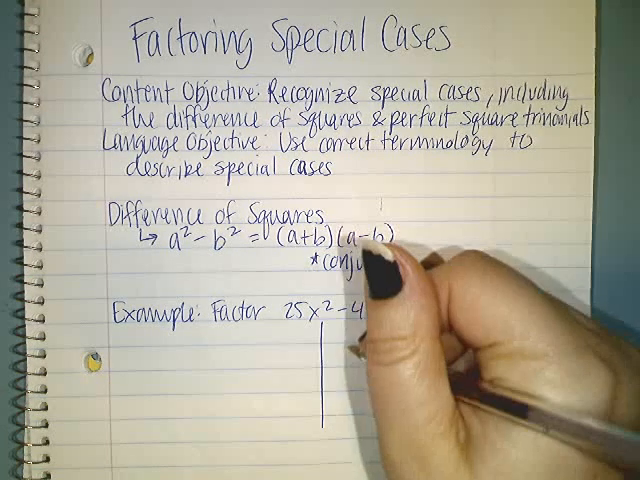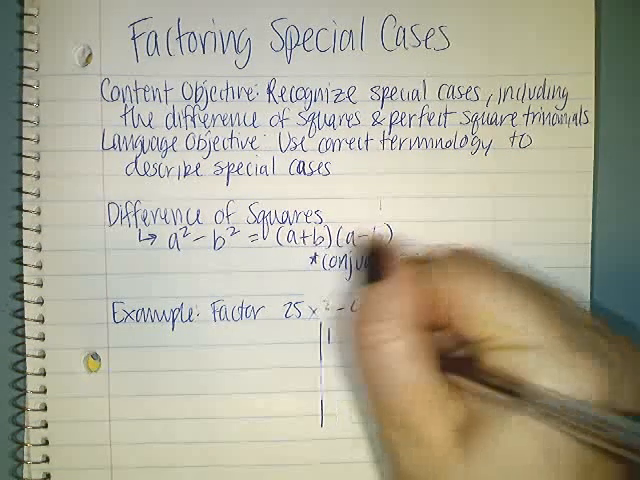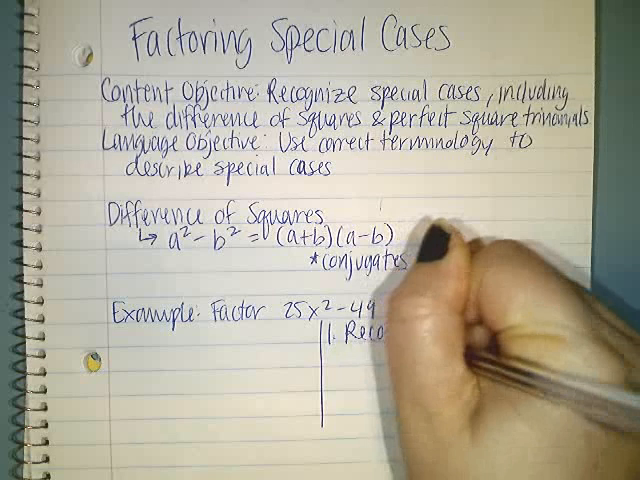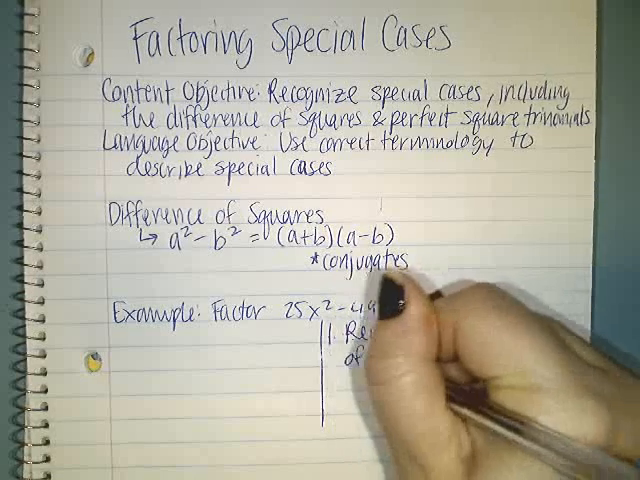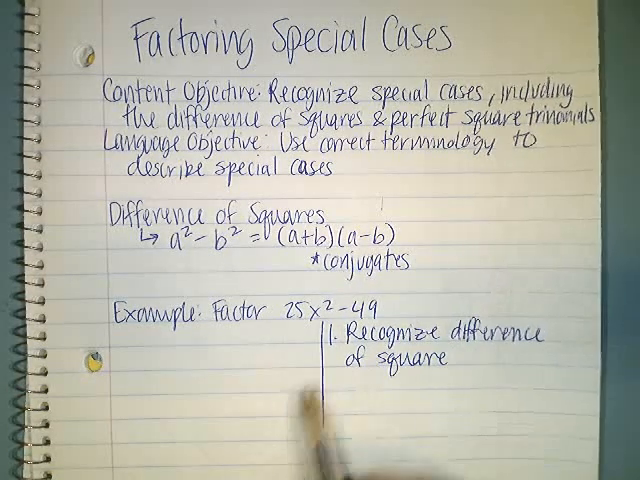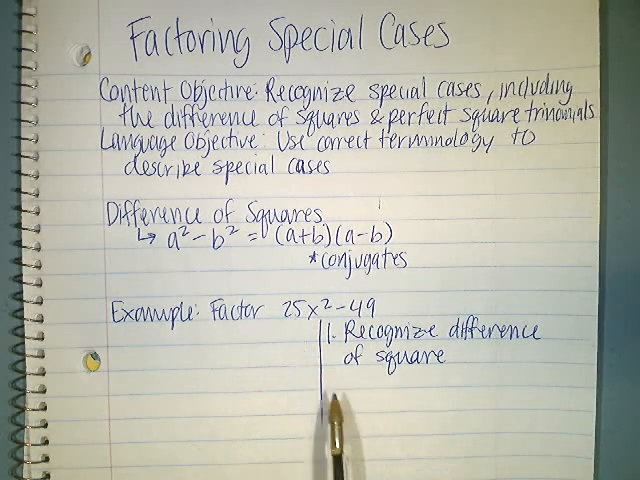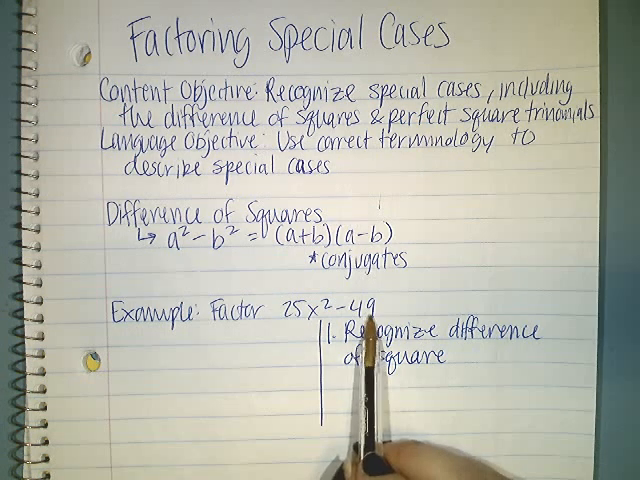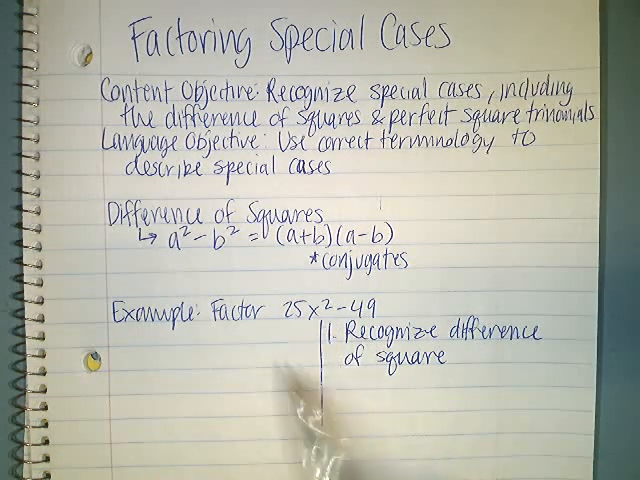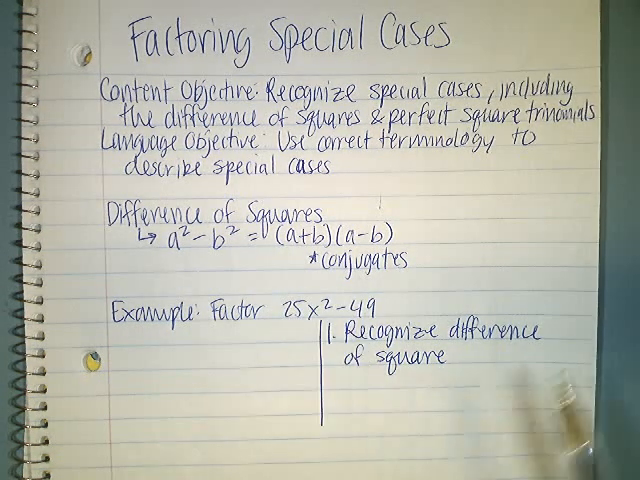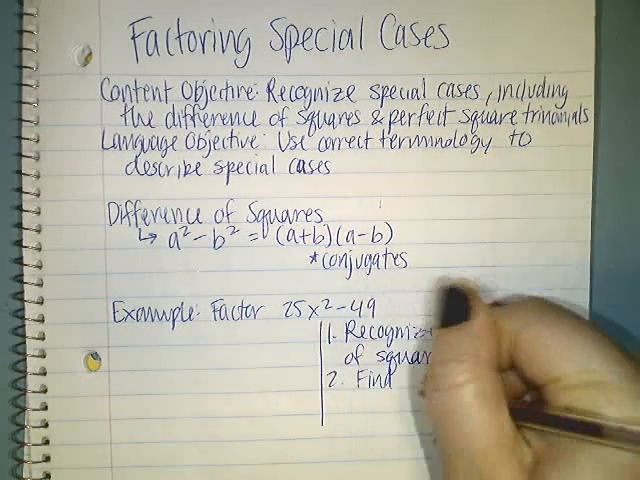So our first step is to recognize that. One thing that might help you identify it is if we have a binomial, so this is a binomial, two terms, then it's either not factorable or it's the difference of squares. That's one key indicator: if you are asked to factor a binomial, chances are it's the difference of squares or it's not factorable. So recognize the difference of squares, and then we find the square root of both terms.